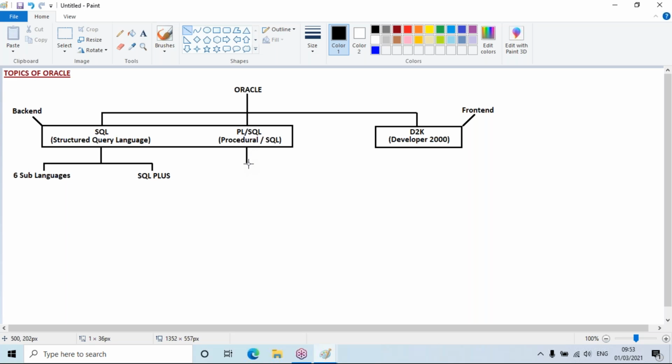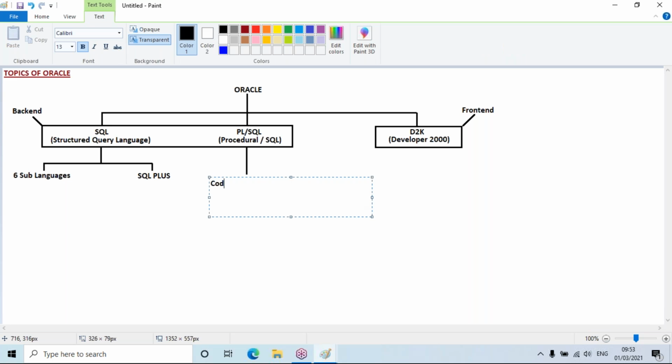Oracle Corporation introduced PL SQL. What is it used for? For two things. Coding, programming. And here coding, programming is not that typical as we find in programming languages. Simple coding will be there. Simple coding, simple programming will be there. It's manageable. It's not that typical as what we find in programming languages.